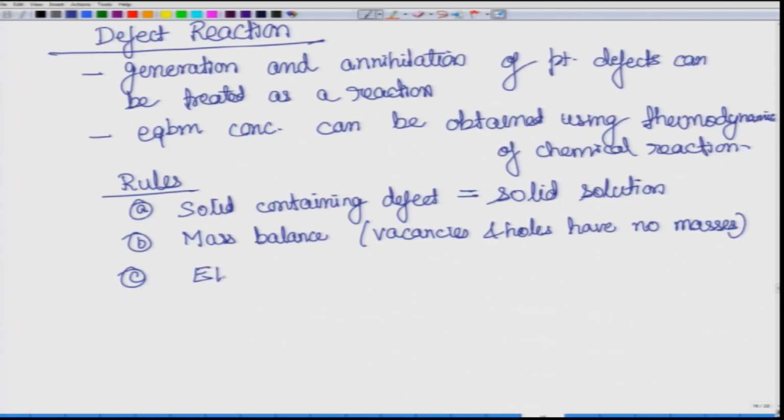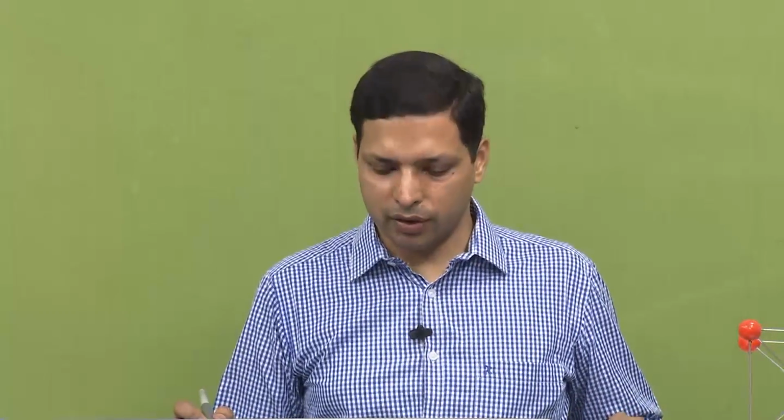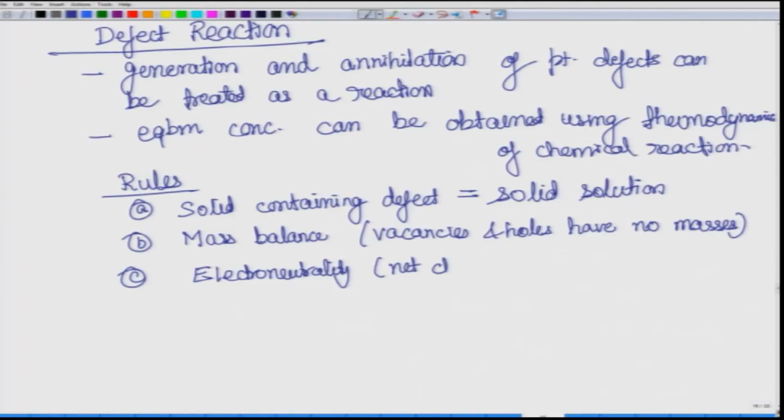Electroneutrality. One of the primary purposes of treating these as defects is that we can understand how the charges are being distributed, and therefore, it is much more useful for electronics and ionic solids. So, net charge before and after reactions should remain constant.